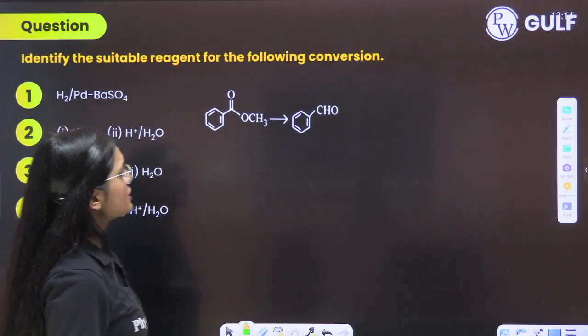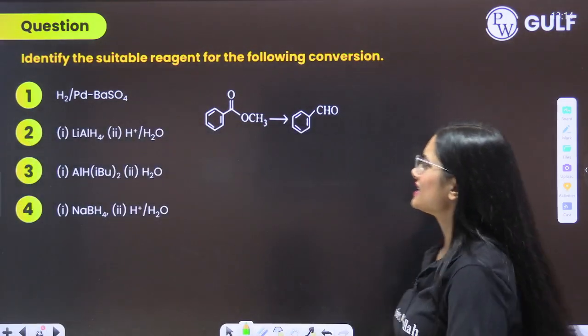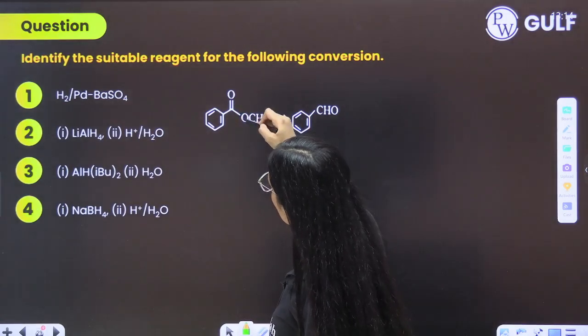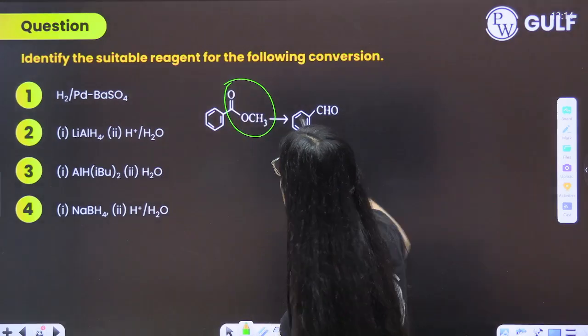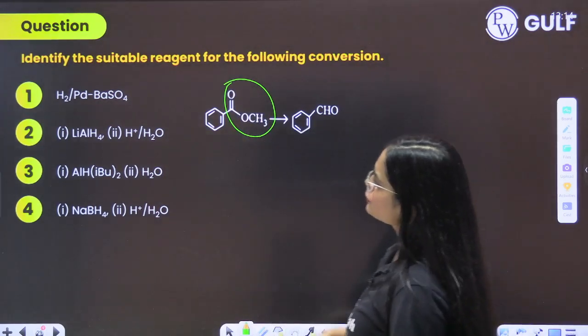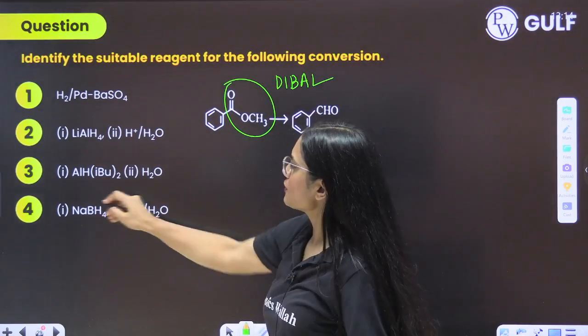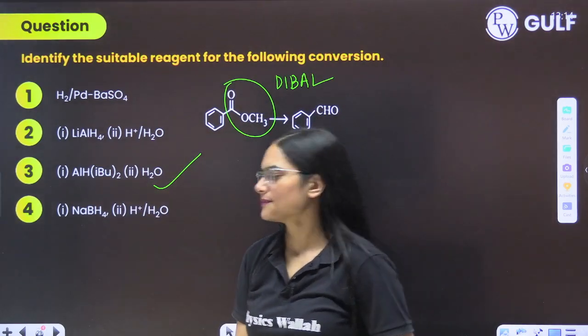Identify the suitable reagent for the following conversion. This is easy, guys. This is an ester, you can see, RCOOR. And ester is converted to aldehyde. So, of course, you will be using DIBAL. So yes, option 3 here is the right answer. Next one.